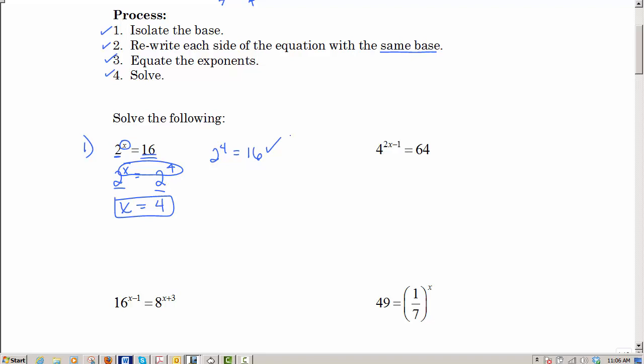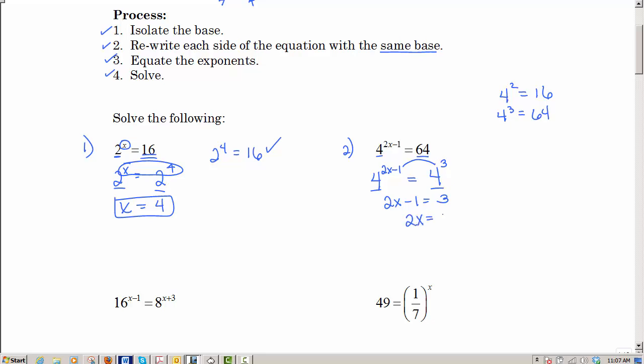Now that's pretty easy. Probably didn't even need to write out all those steps, but it will get a little more difficult. So let's look at the second example. Can we get 4 and 64 in terms of the same base? I think we can. So I'm going to keep this side the same. And then I'm going to think, okay, well 4 squared is 16. What's 4 to the 3rd power? That's 64. So I can rewrite 64 as 4 to the 3rd power. Now I can equate the exponents, because if the bases are the same, now the exponents have to be equal. And now I just need to do a little algebra to solve for x.